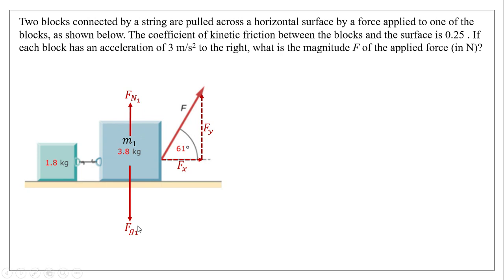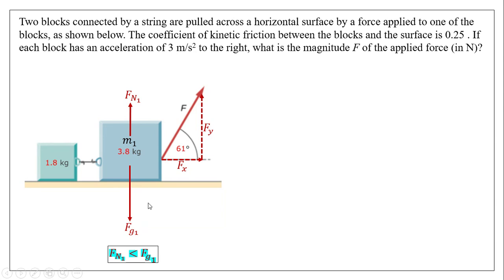For example, if F of g is 10, this can't be 10. This can be 2. If this is 2, then this is 8. If this is 3, then this is 7. Regardless, Fn1 must be less than F of g1. So keep that conceptual point in mind. I made a note here. This is important: Fn1 is less than F of g1.